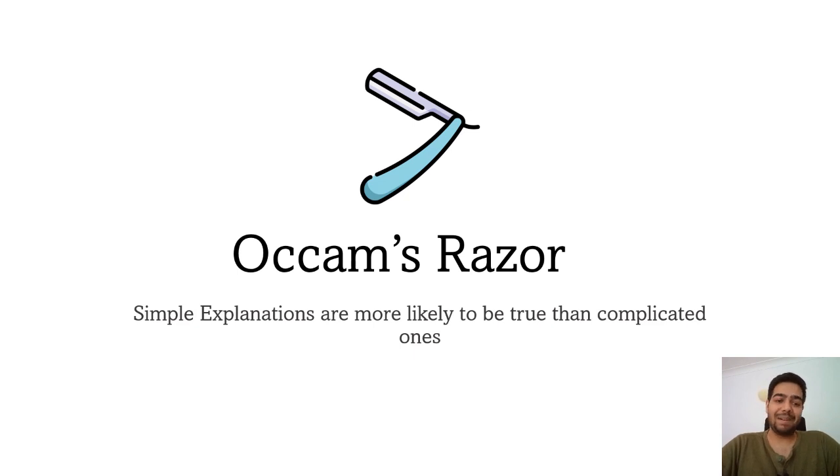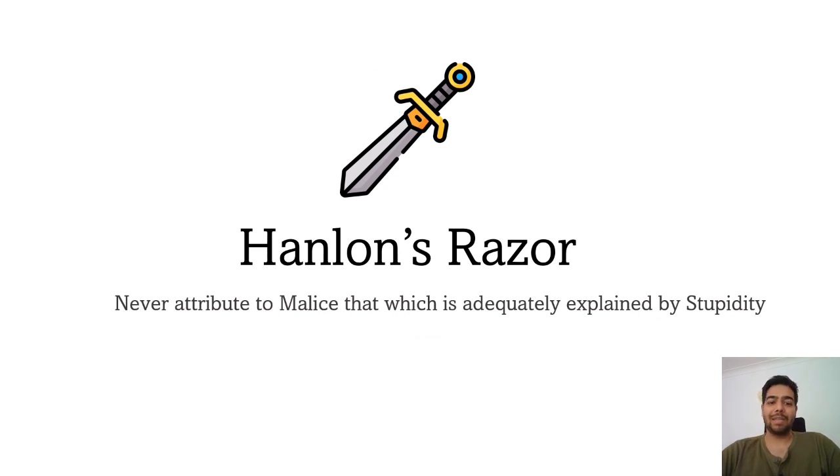So go for the simple explanations first and go for the conclusions for which you'll have to take the minimum number of steps. The second one is called Hanlon's Razor.